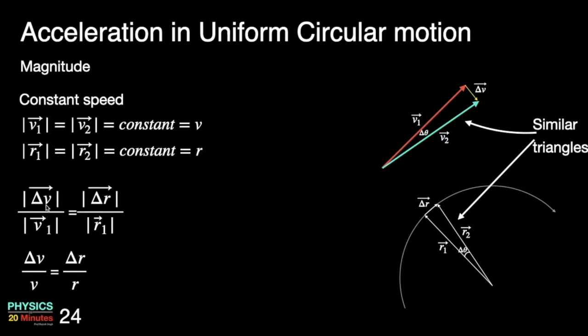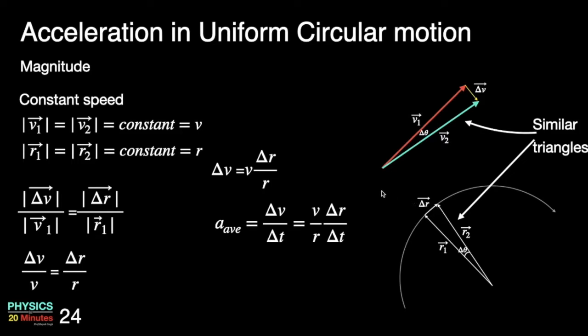We can drop this vector sign and modulus notation, and we can simply write it as delta v by v is equal to delta r by r. Therefore, taking v in the denominator from left to the numerator in right, we get delta v is equal to v delta r by r. The particle goes from first position to second position in time interval delta t. So we can divide this equation by delta t on both sides.